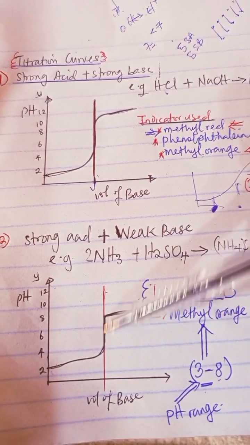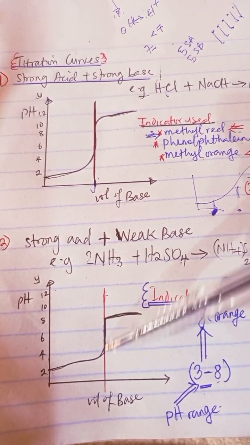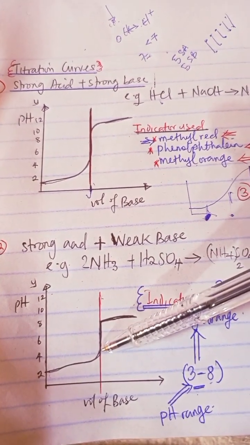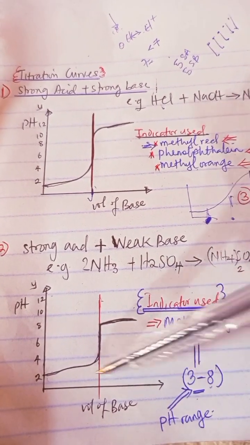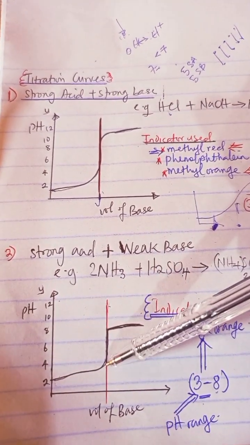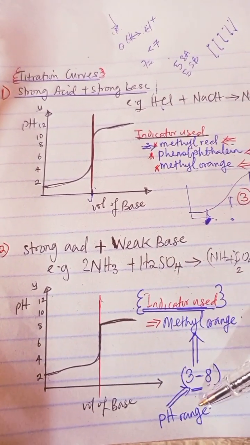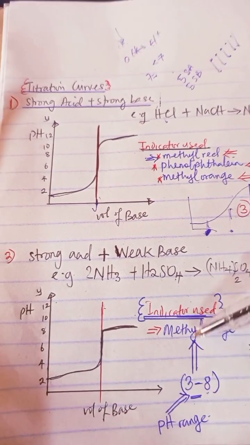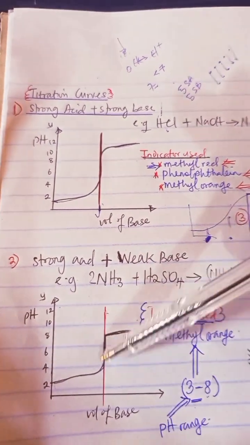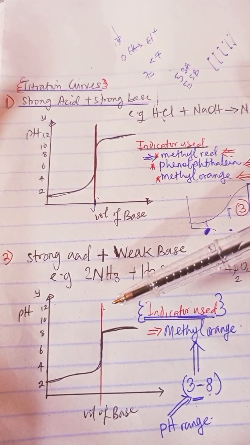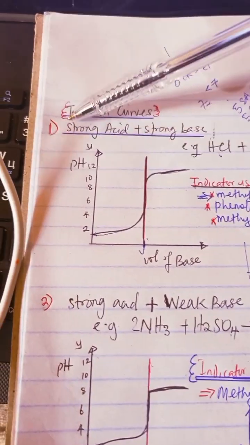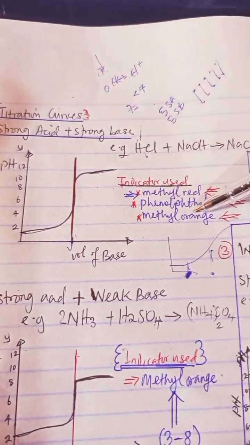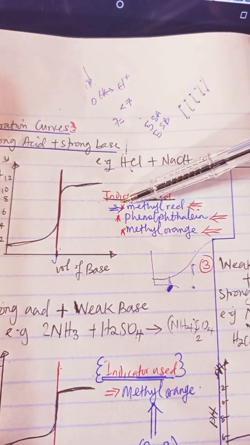So because there is a spike, a vertical section, you can use an indicator. That indicator will tell you the color will change in this range. Once the pH spikes, boom, from 3 to 8, it will change color. Then you now know that a reaction has taken place and you have reached the end point. Hope you understand. So strong acid, weak base, use methyl orange. Strong acid, strong base, use phenolphthalein or methyl red. Any of these three.